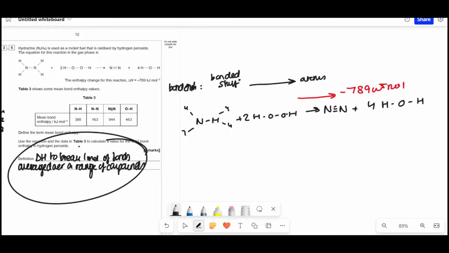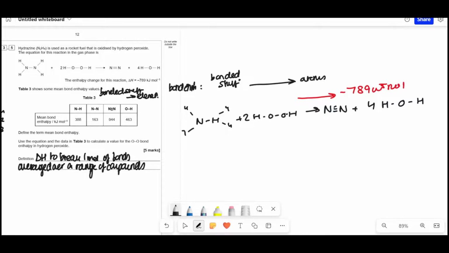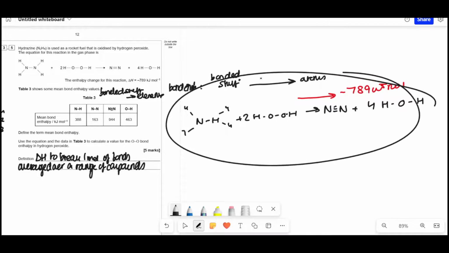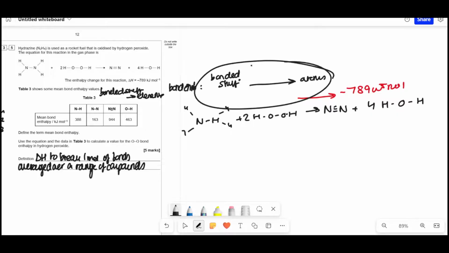That's great and all, but think of it in a logical sense. You've got bonded stuff breaking into atoms, or your elements, you could say. It's just broken down into nice little pieces. So what you then do is look at your equation and think, which of the enthalpy reactions that I've come up with in general terms do I have in the equation?